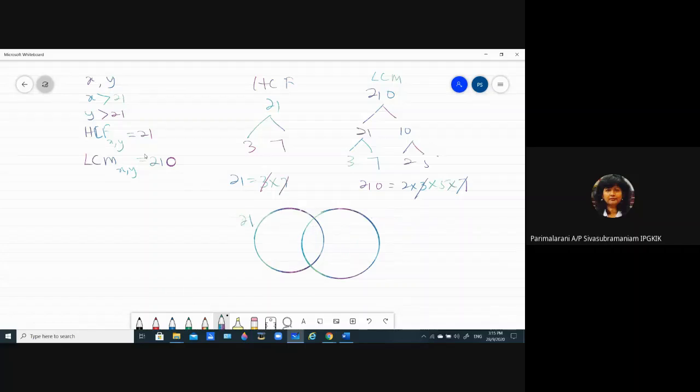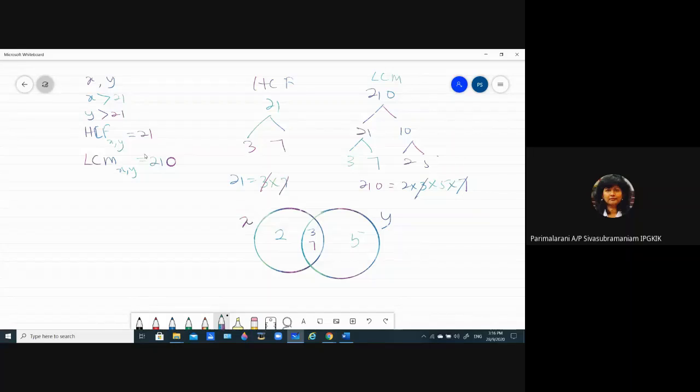Wait, I just want to clear that out. Okay, so our two common factors here is 3 and 7. Sorry, this number is X and this number is Y. This is our HCF. LCM is 2, 3, 5, 7. That means inside here we have another 2 and 5. I can put anywhere I like. So I put 2 here and I put 5. So LCM is 2 times 3 times 5 times 7. HCF is 3 times 7.